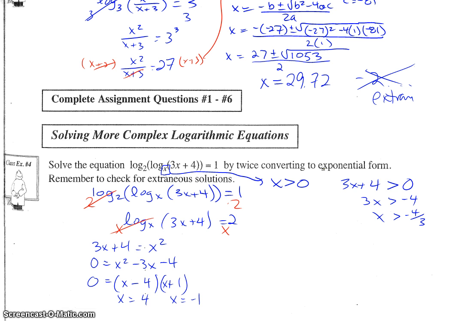Okay, so as a result, x equals 4 is an okay answer. X equals negative 1, not so much. Okay, so that one's extraneous. Okay, so a little tricky. You also have to check the base if x is in the base. All right, good job. Let's look at the next page.